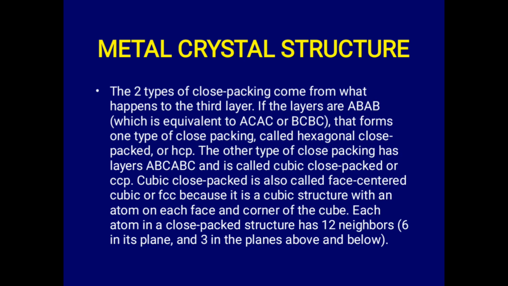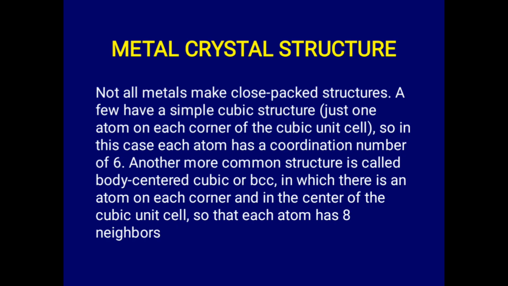We have the close pack, which is of two types: the hexagonal and the cubic close pack. Then we have the simple cubic structure, and then the body centered cubic. All of these are forms of metal crystal structure. It is important to learn about this metal crystal structure. Of course, the crystal structure of a metal is usually studied using X-ray. Please take note of that.